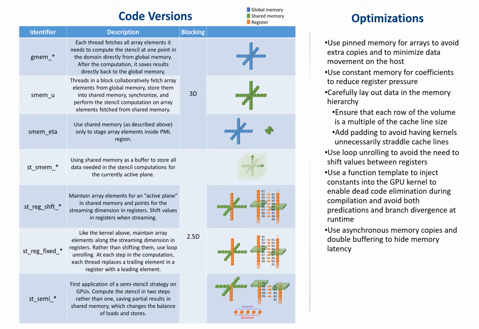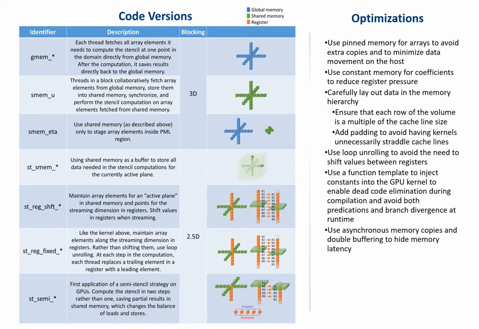We further optimize our kernels for performance. First, we use pinned memory to avoid extra copies of data and to minimize data movement. We use constant memory, and that reduces register footprint. Furthermore, we design our data layout for better cache line alignment.